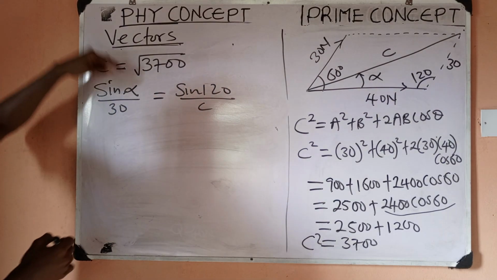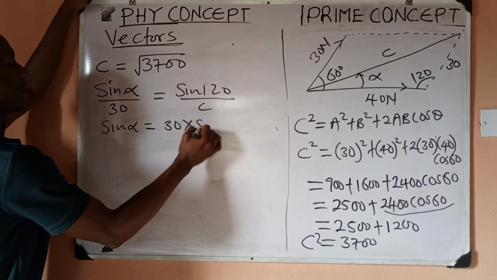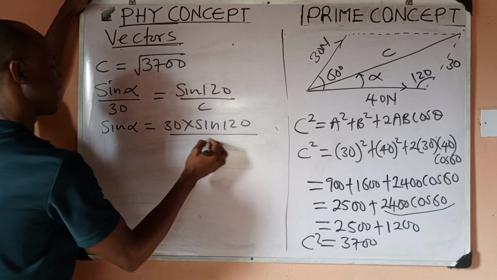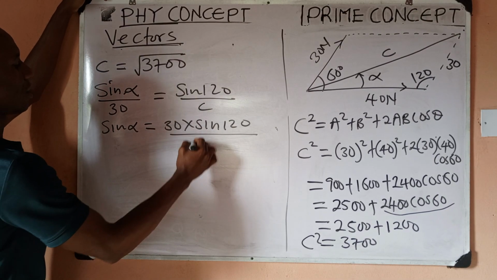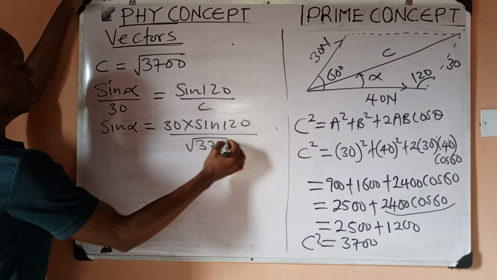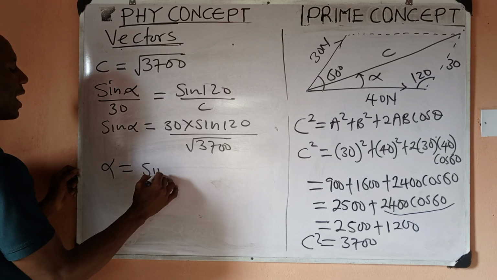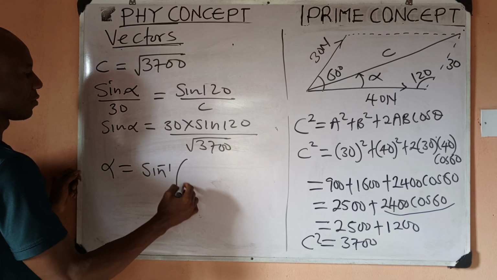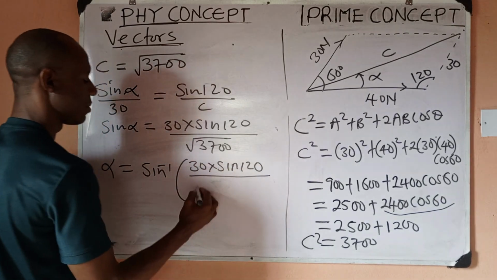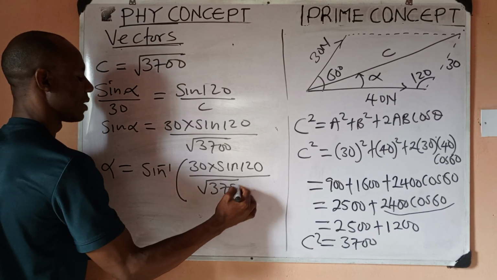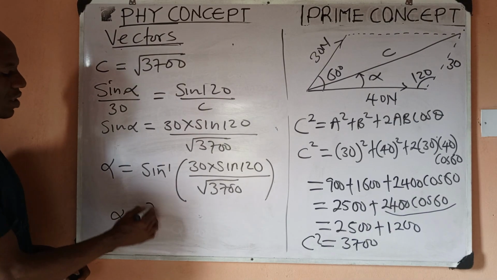So with this, I can find alpha. Sine alpha becomes 30 times sine 120 divided by C. And we know C. C is actually what we got, root 3700, right? Yes. So with this, I would have that alpha is going to be sine inverse of 30 times sine 120 divided by root 3700. Once you evaluate this, the value you get for your alpha becomes the direction.